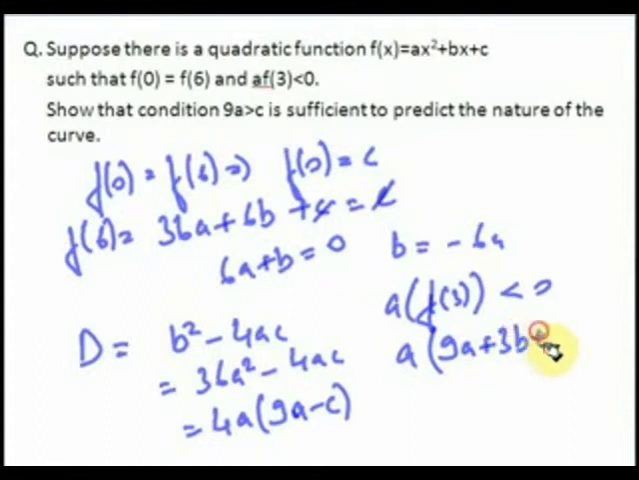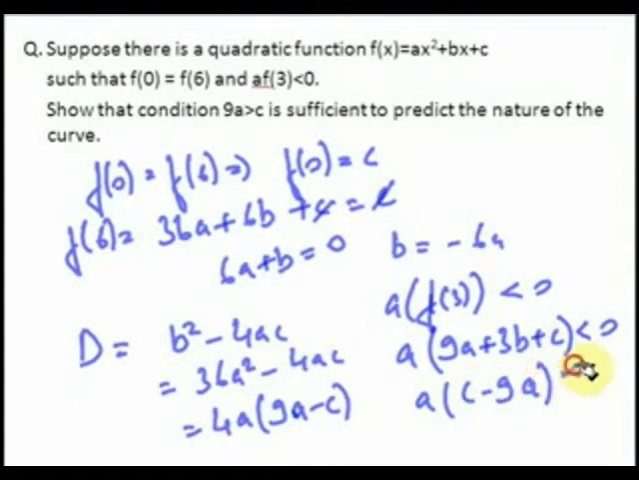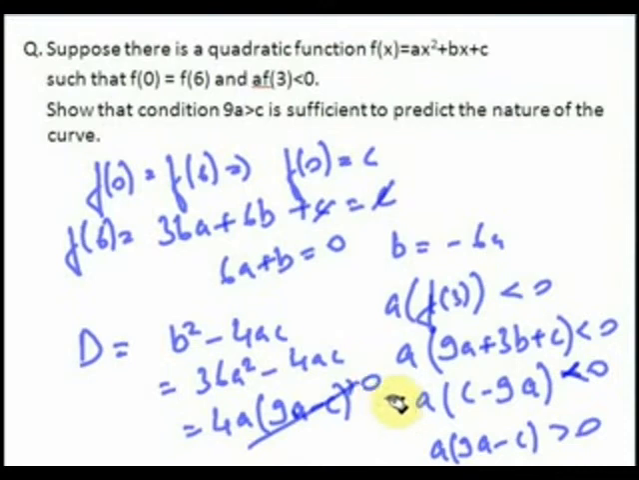Also given that a times f of 3 is less than 0. A times f of 3 is 9a plus 3b plus c, which is less than 0. If we substitute the value of b as minus 6a, we will get c minus 9a is less than 0. So we know that a into c minus 9a is less than 0.